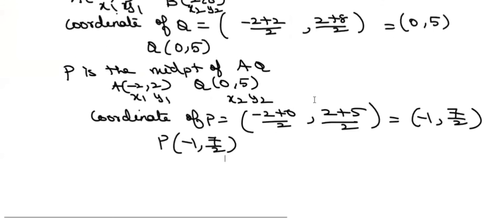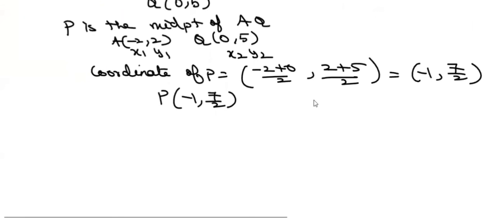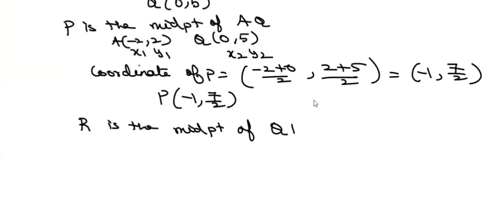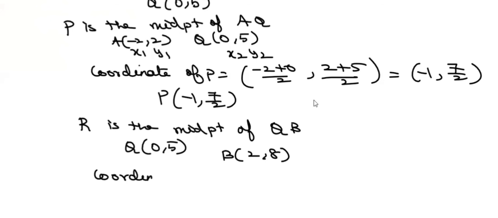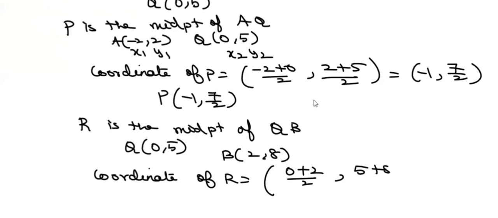Now similarly we have to calculate the R coordinate. You know that R is the midpoint of QB. What are the Q coordinates? (0, 5), and the B coordinates are (2, 8). So the coordinates of R using the midpoint formula are (0 plus 2) divided by 2, comma, (5 plus 8) divided by 2, which is equal to (1, 13/2).